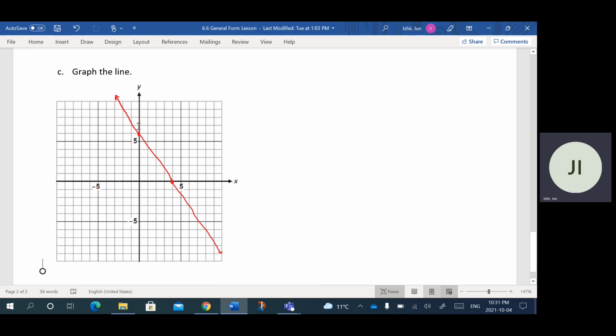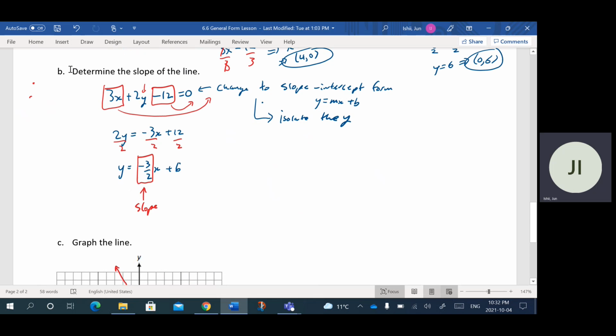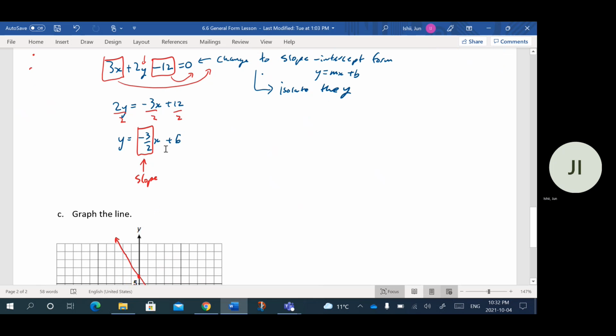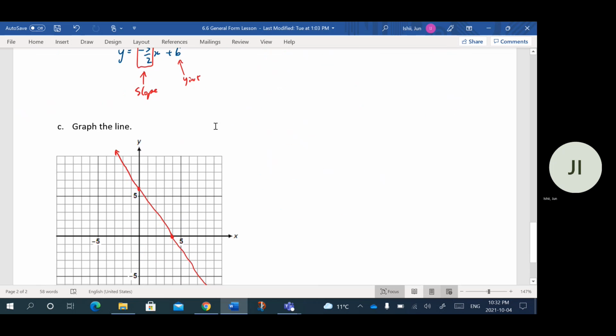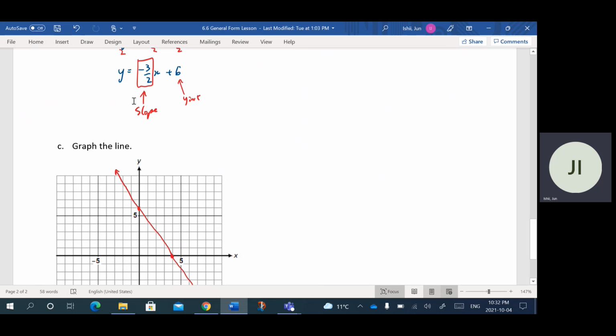Basically, because you only need 2 points to graph a line, because the line will never change direction, it's always just straight. Now, the other way we could have graphed it is to use part B. We could change this to slope-intercept form and graph it. We should get the same graph. Once it's changed to slope-intercept form, you can see the y-intercept is 6, which is the y-intercept we got when we solved the equation, and then you have a slope of negative 3 over 2.